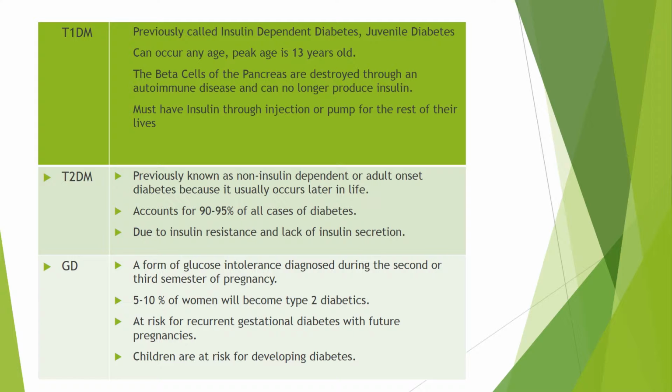Now, type 2 diabetes mellitus, previously known as non-insulin dependent or adult onset diabetes because it occurred later in life, accounts for about 90 to 95% of all cases of diabetes. It's due mostly to insulin resistance and lack of insulin secretion.